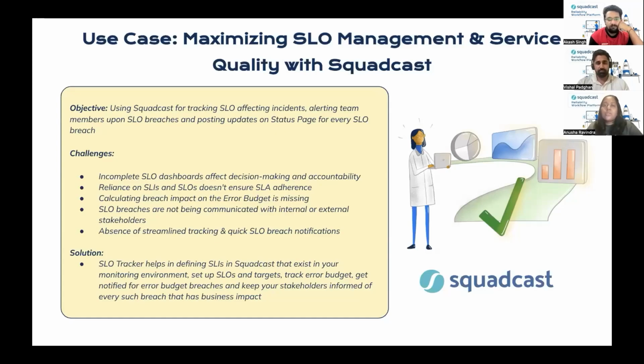So the solution to this would simply be to use SLO tracker, which will help in defining SLIs and SLOs in Squadcast that already exist in their monitoring environment. Then set up SLOs and targets, track error budget, get notified for breaches, and keep the stakeholders informed of every such breach that has had business impact.